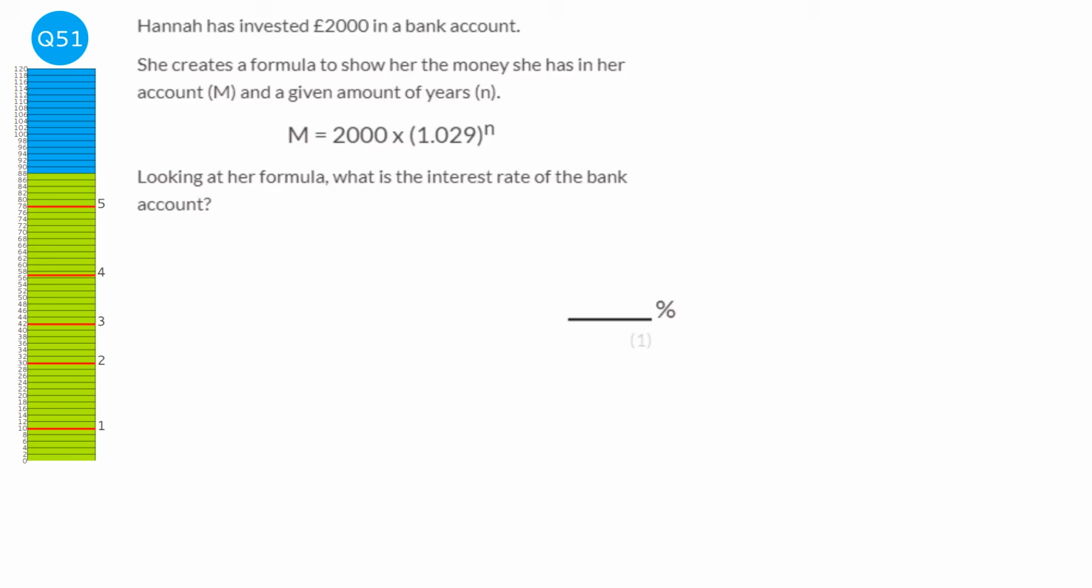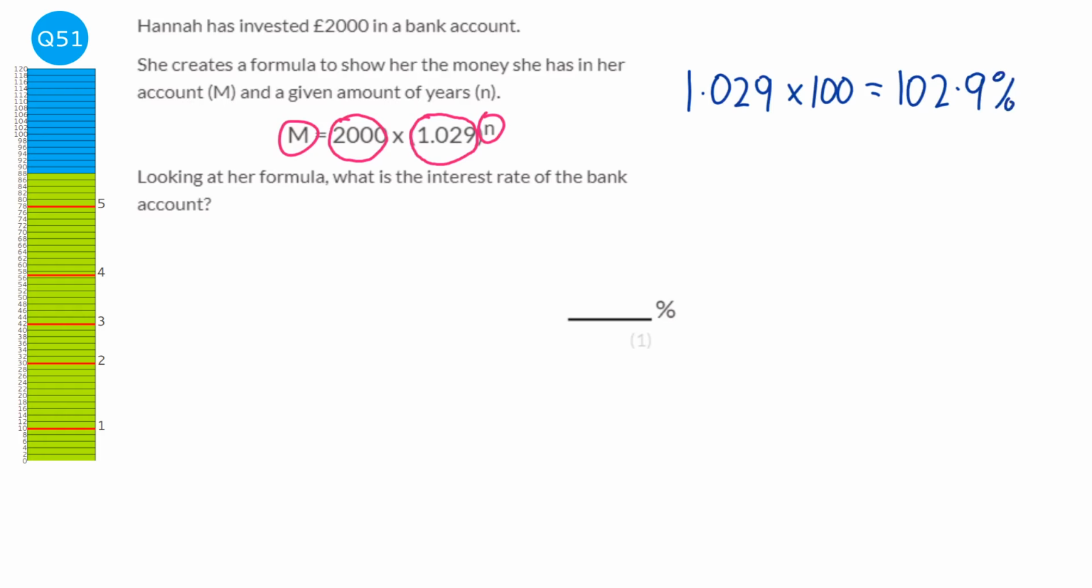So the way this formula works is we have m, which is the final amount. The 2000 here is our initial amount. The decimal in here is our multiplier, and the power here is the number of years. So the way multipliers work is they are the percentage divided by 100. So if we go the other way and times it by 100 to make it back into a percentage, it will be 102.9%. Now it says, what is the interest rate of the bank?